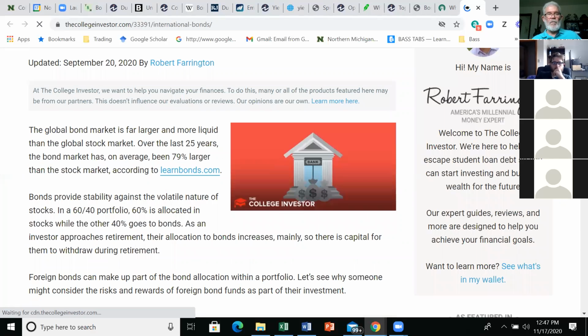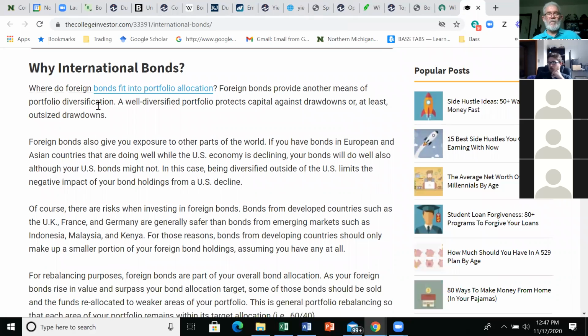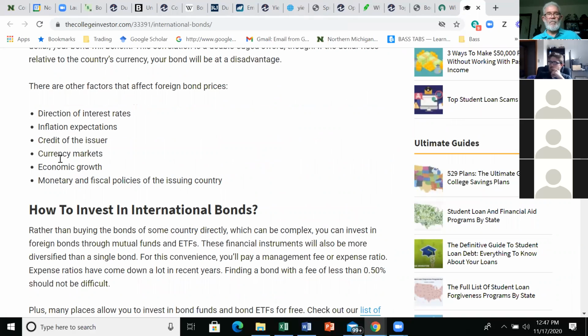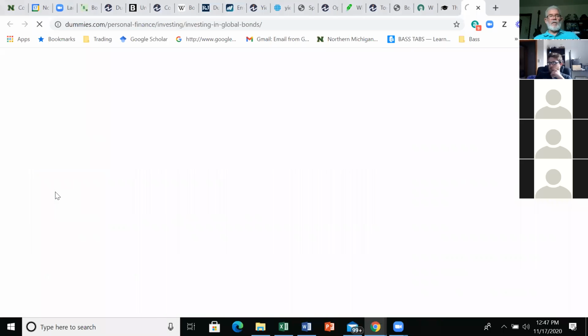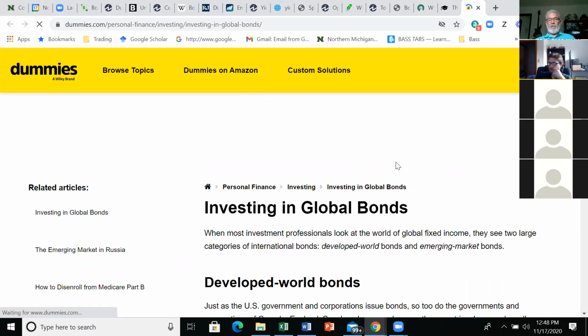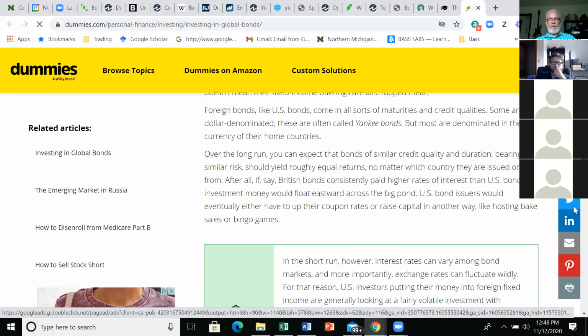Why consider global international bonds? Where does it fit in a portfolio? Well, one thing, it depends on the size of your portfolio. There's a little more risk involved sometimes, but the return can be greater. One of the best ways to do it in this country would just be to do it through an ETF. And for those of you that are like me, Dummies, investing in global bonds. Always like this stuff.